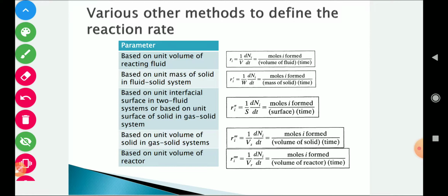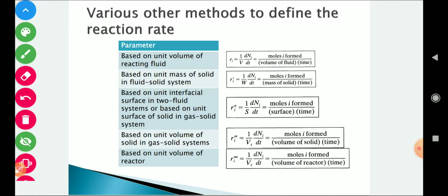We can also define the rate equation in terms of the overall volume of the reactor. Like in the case of a gas phase reactor, in which the volume of the reactor will be equal to the volume of reacting material, because gas occupies the same volume as the vessel. So in that case we can use the volume of the reactor for our calculation, and the rate equation will be equal to mole per meter cube per second.